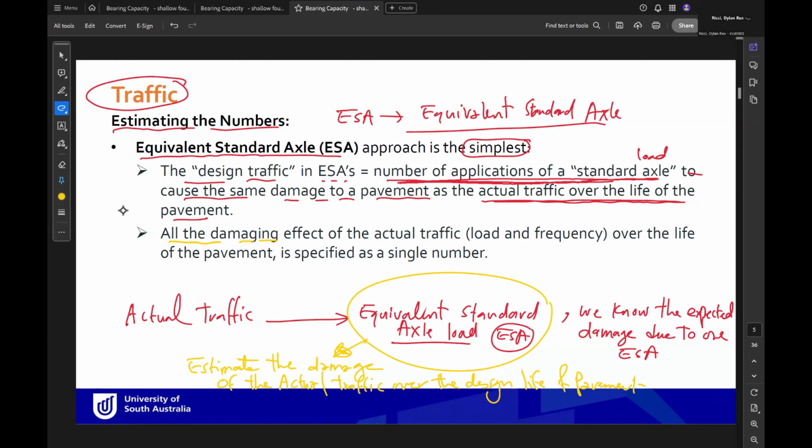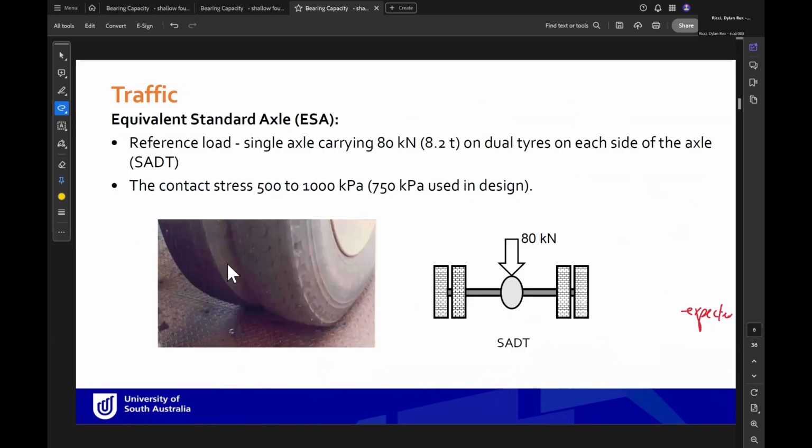Okay, all the damaging effect of the actual traffic, the load and frequency of the load over the lifetime of the pavement, is specified as a single number. So the damage of the actual traffic will be estimated using this method as one single number. And here, let's talk about the equivalent standard axle, ESA. So we have reference loads, for example, a single axle carrying 80 kilonewton or 8 ton on dual tires on each side of the axle, SADT.